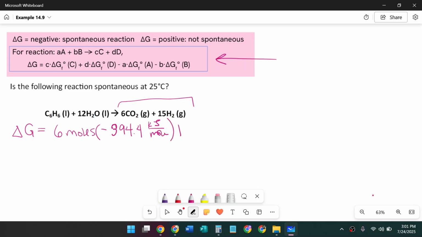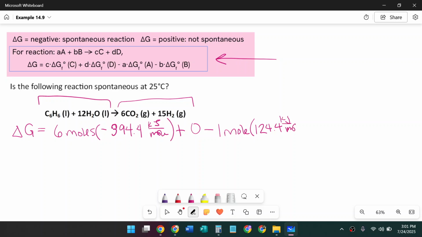And then the next one is hydrogen. Just like with the change in H, the elements in their natural form are 0, so I'm just going to put a 0 here and keep on moving. Now we're going to subtract the reactants. So we have 1 mole of C6H6. That one's in the first column, and there's a gas and a liquid, so you have to pay attention to make sure you grab the liquid one. That's 124.4. So 1 mole times 124.4 kilojoules per mole.